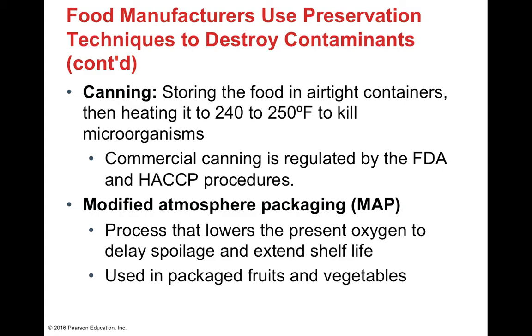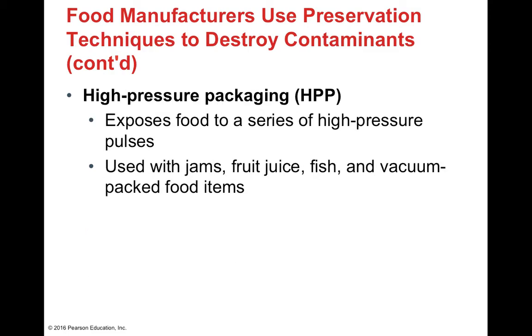We also have mechanisms of modifying the atmosphere in which food is packaged. Oftentimes, food is going to be packaged in low oxygen conditions. And if we package food in low oxygen conditions, then food has a low level of rancidity to help delay spoiling. That's going to help us extend our shelf life. We often use this in packaged fruits and packaged vegetables. We can also use high pressure packaging, or HPP, where we take food and expose it to a series of high pressure pulses. This is used quite often to make jams, fruit juices, and vacuum packed food items.